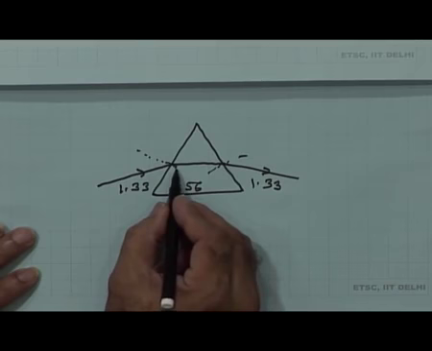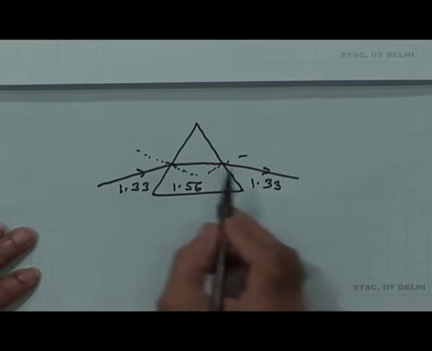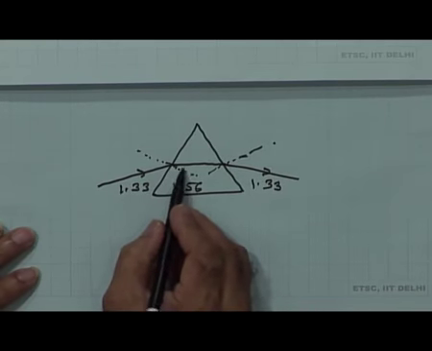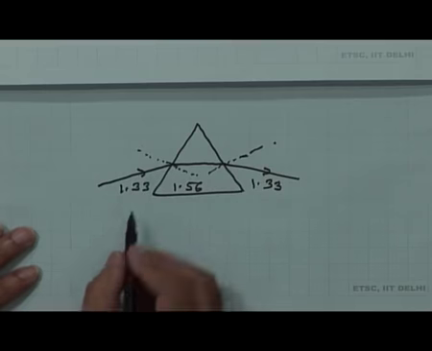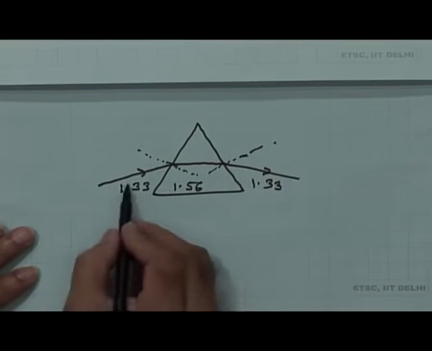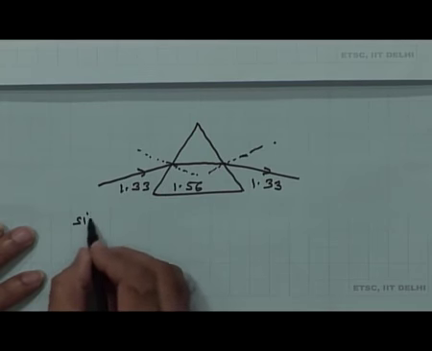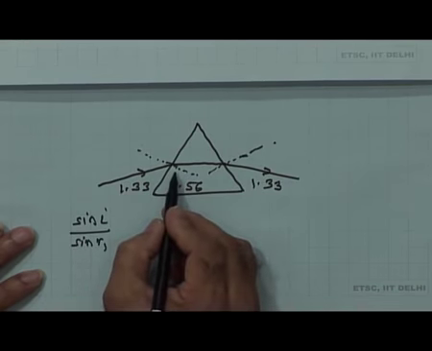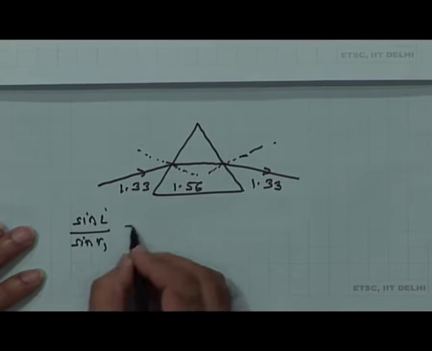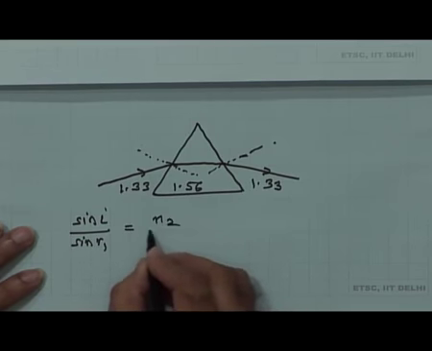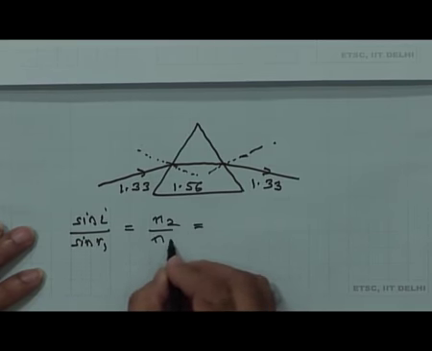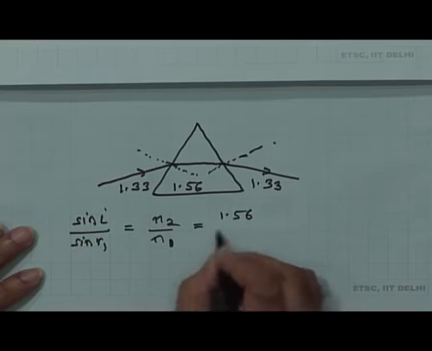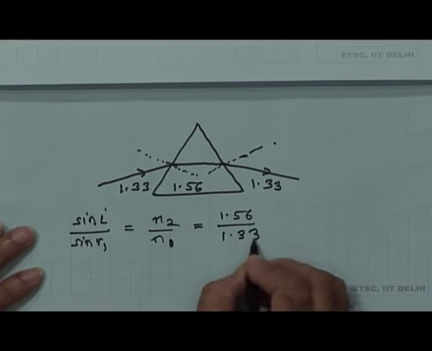So, we can again apply Snell's law, because I is equal to E is the condition which gives us R1 is equal to 30 degrees, independent of what the medium is. But if the outside medium is 1.33, Snell's law will be sin I by sin R1, which is equal to n2 by n1, which is equal to 1.56 divided by 1.33.